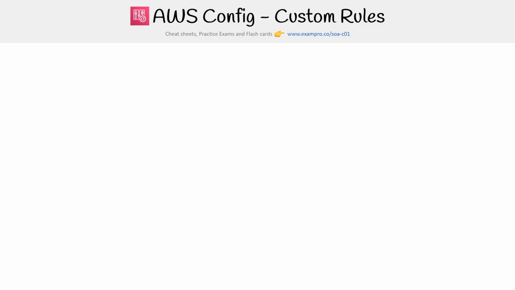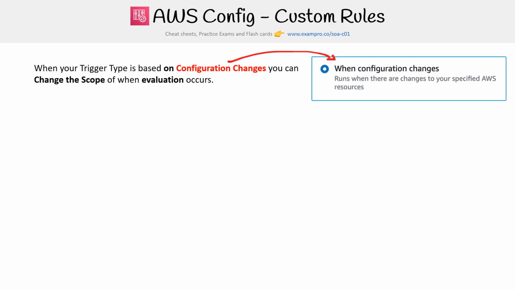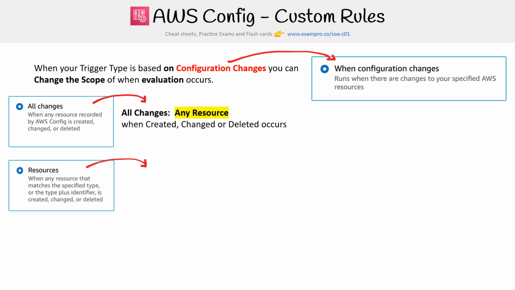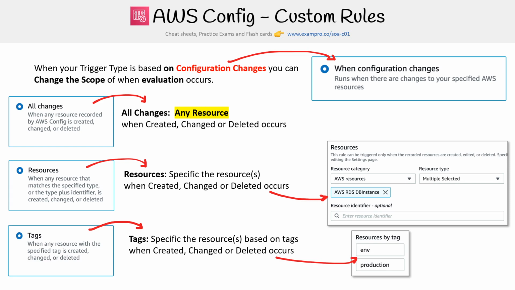So now let's take a look at custom rules. And with custom rules, we're able to set the trigger type. And so there's two types here, configuration changes and periodic. We're first looking at configuration changes. And what we can do here is change the scope of when evaluation occurs. So when it will actually check the rule to see if things are compliant. The default option is on all changes. So when any resource is changed, created, or deleted, this evaluation will occur. You can specify a very particular resource, and you can add multiple resources on which ones it would happen on, or you can specify tags, okay? And so you just provide a tag there.